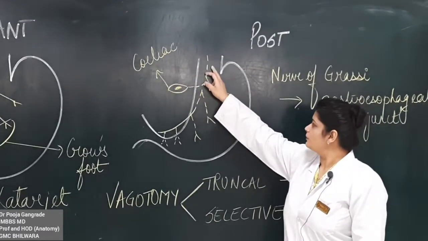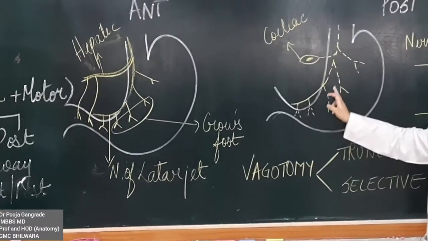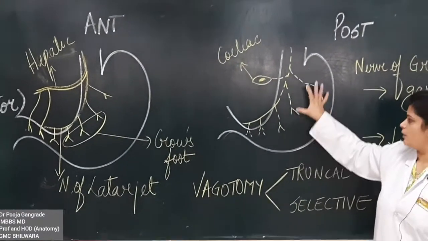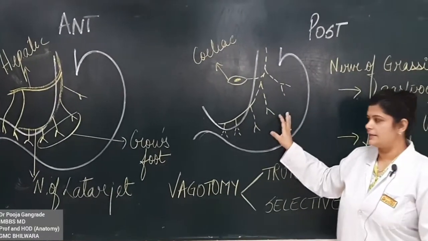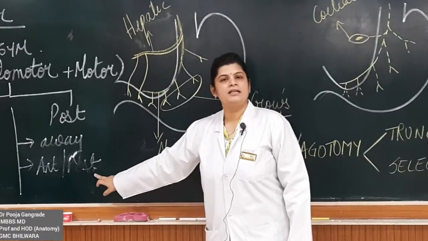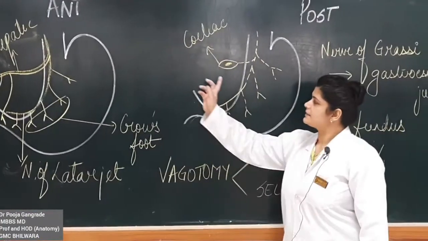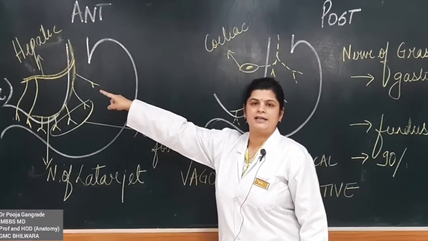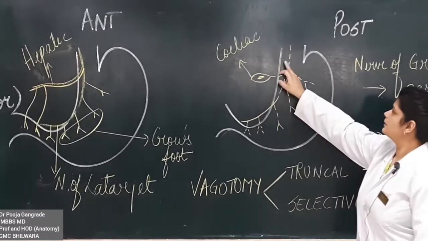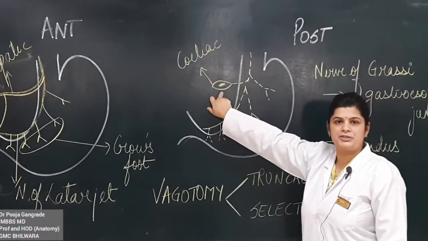Okay? Now this is not as closely applied to the lesser curvature, but it is the one which mainly supplies the whole of the stomach. That is, it supplies anterior and posterior surfaces of the stomach. As similar to the anterior vagal trunk, which gives off a hepatic branch, the posterior vagal trunk gives off what is called as the celiac branch.